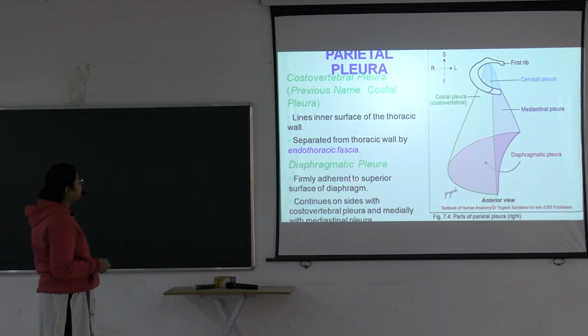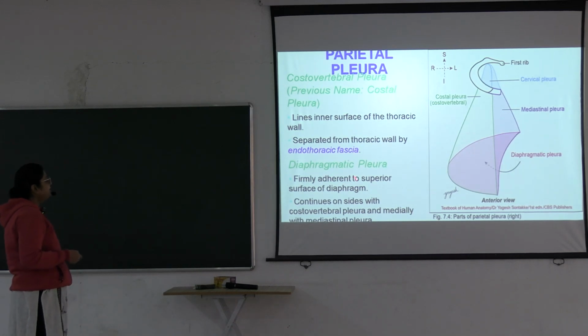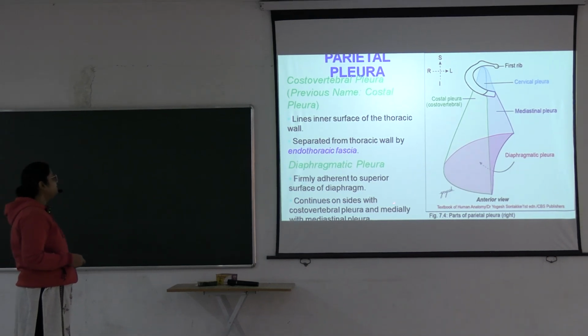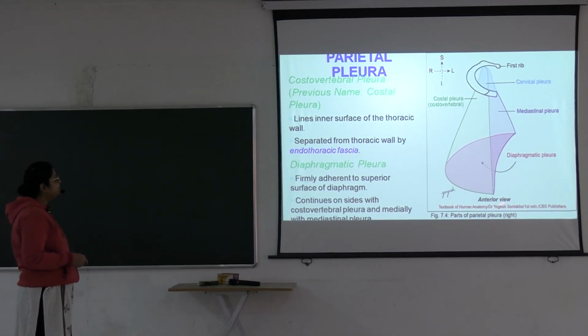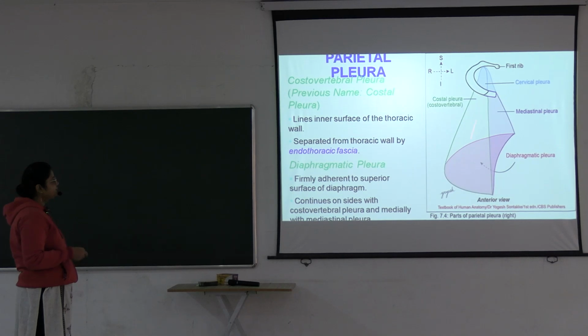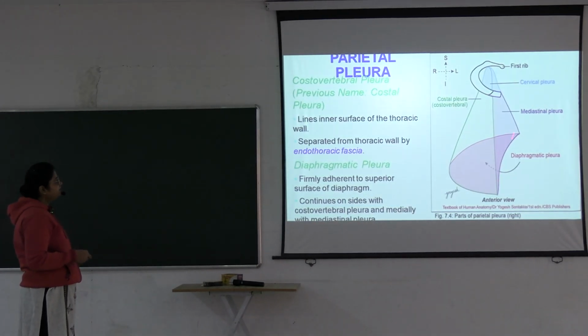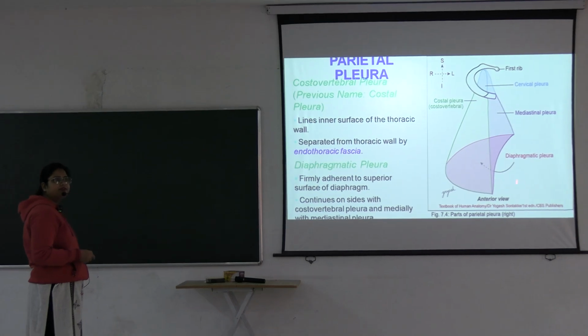Next is diaphragmatic pleura. It is firmly adherent to the superior surface of the diaphragm. Here is the diaphragmatic pleura. It continues on the sides with the costovertebral pleura. Here it is continuous with the costovertebral pleura, and medially with the mediastinal pleura. Here is the mediastinal pleura. Okay.